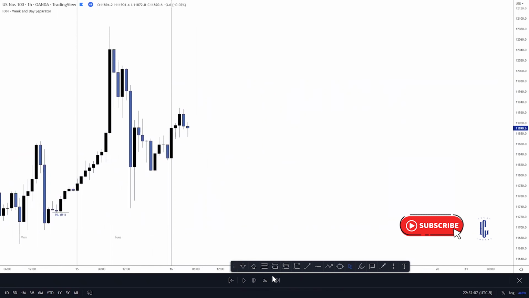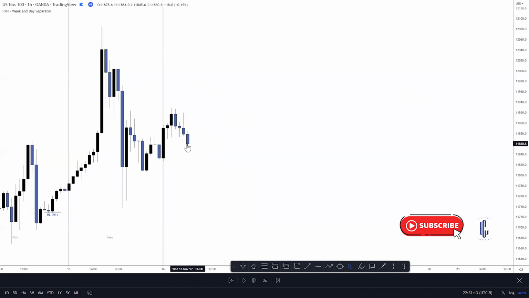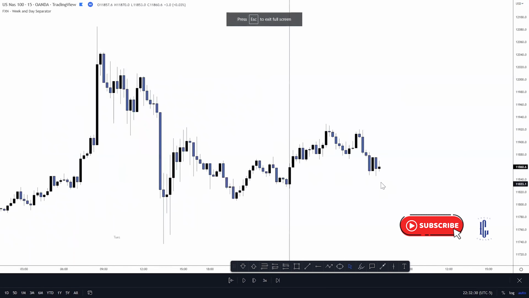This closed at 5 a.m. This candle opened at 5 a.m., closed at 6 a.m. This candle opened at 6 a.m., closed at 7 a.m. So now we're looking for a day trading time frame. So I'm going on to the 15-minute chart. On the 15-minute chart, I will see very clearly that this was a strong impulse right here, if you can follow me.